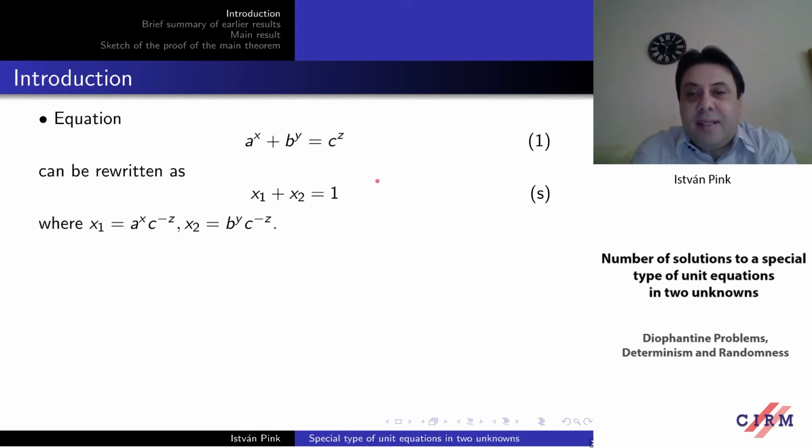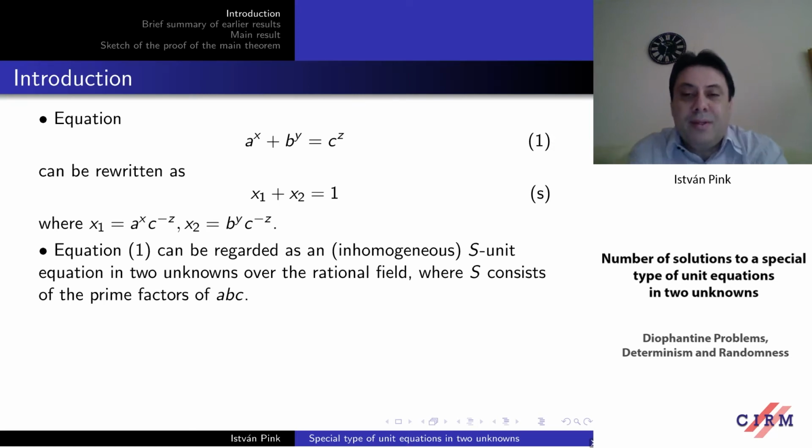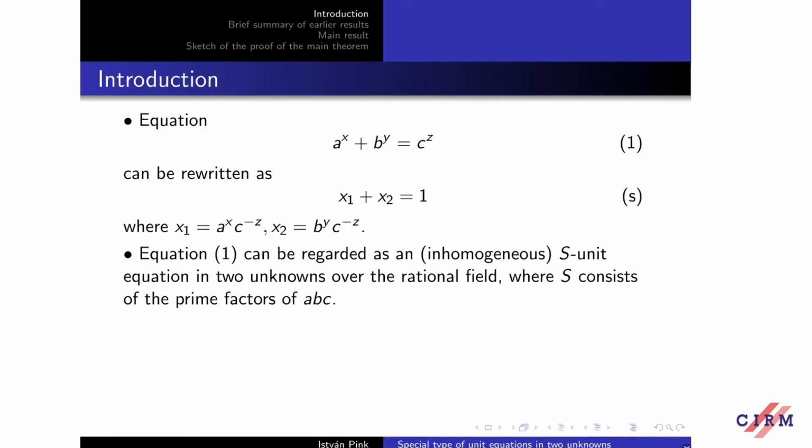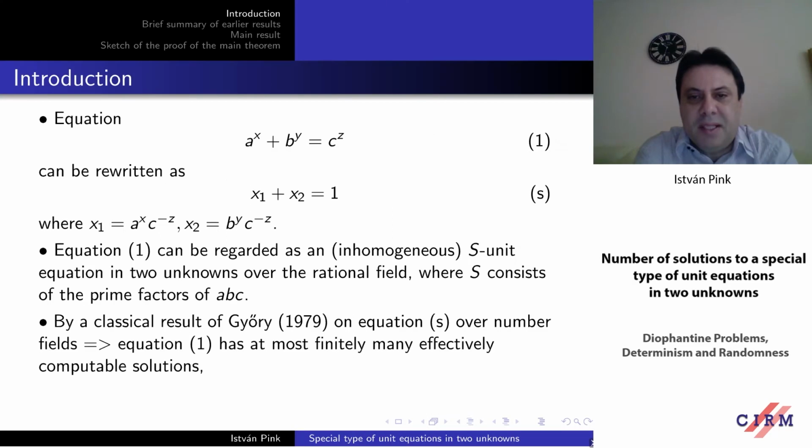We can easily see that our equation (1) can be rewritten in this form, x1 plus x2 equals 1, using an appropriate substitution. Therefore, equation (1) can be regarded as an inhomogeneous S-unit equation in two unknowns over the rational field, where S consists of the prime factors of the product ABC. And in this regard, by a classical result of Kalman-Dury on the S-unit equation over number fields, it turns out that equation (1) has at most finitely many effectively computable solutions.